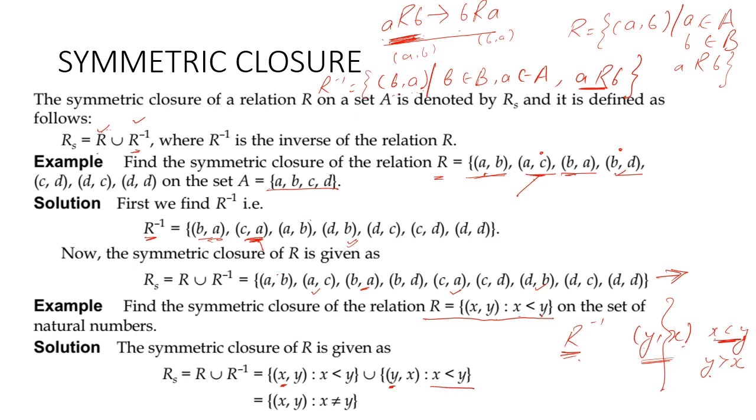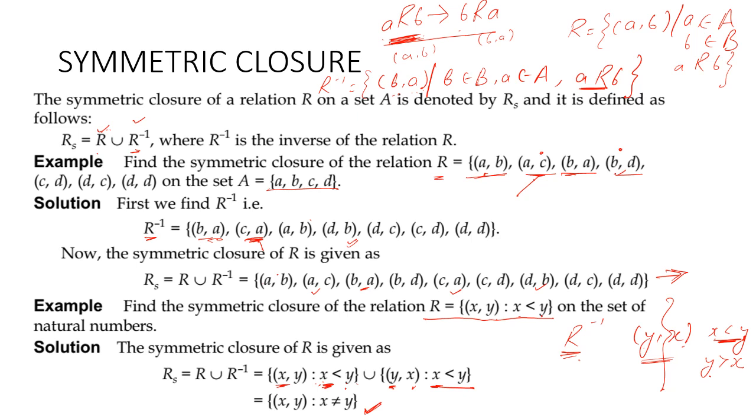You can see x is less than y. So that means these are the pairs where the first element is less than the second element. This is the pair where the first element is larger than the second element. So it will contain all the pairs where either this is less than that or this is less than that. So that means x is not equal to y.